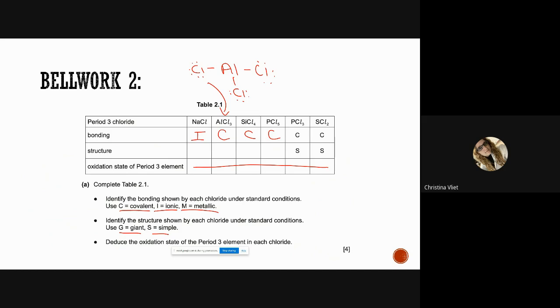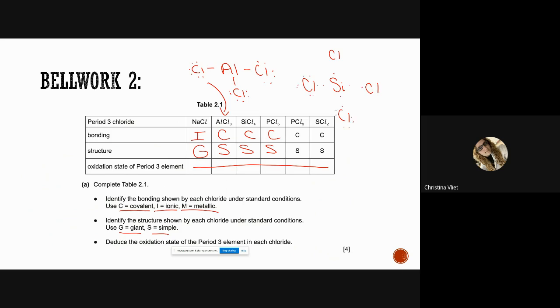Structure. NaCl. All ionics are giant. Are any of these covalents one of the giant ones? Are they diamond? Are they graphite? Are they graphene? Are they SiO2? Or Si? No. So every single one of these is simple. You can draw out SiCl4. It has a beginning and an ending. It's tetrahedral.